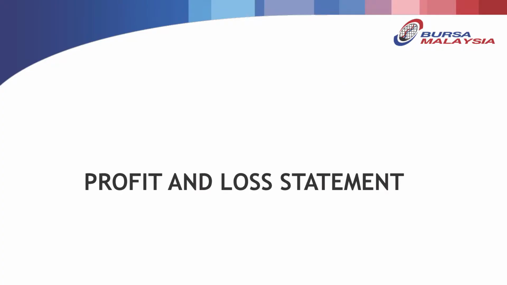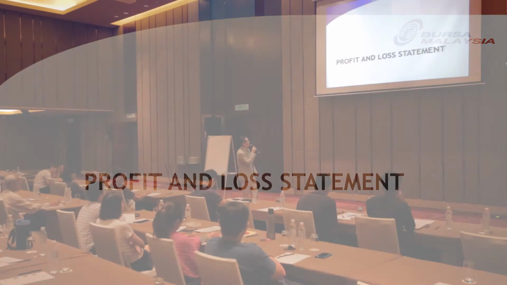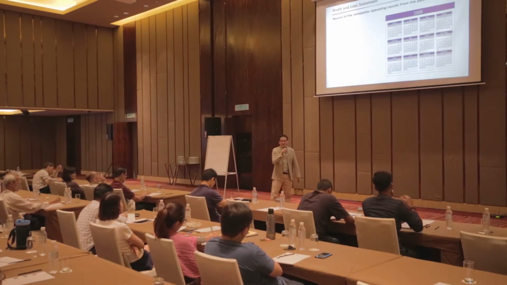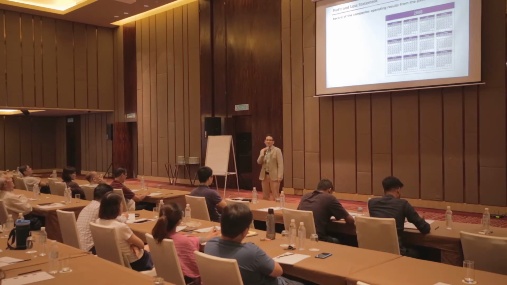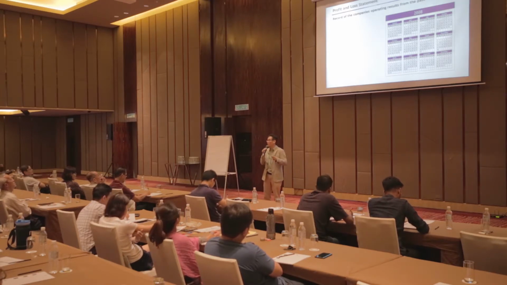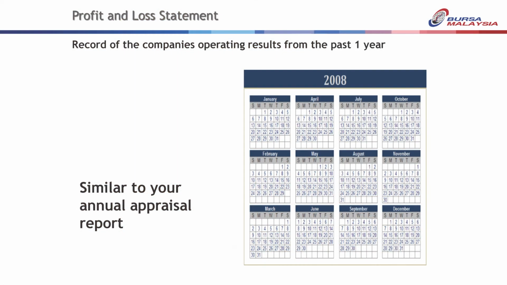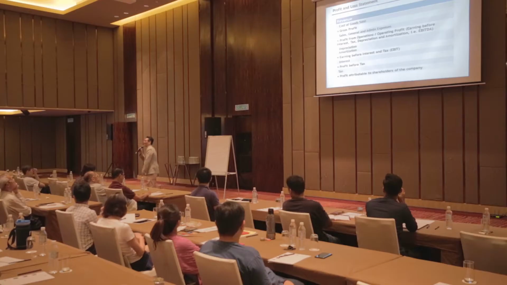Okay, next we look at the profit and loss statement. P&L statement. So this is the one that is different. This one shows the transactions over the past 1 year. Can you see the difference? The balance sheet just shows on that day what you have, what you owe. The P&L actually shows for the past 1 year how much you make, how much you spend.